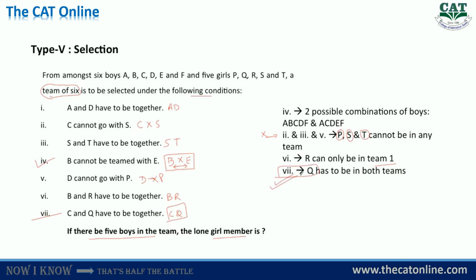So our correct answer would be that Q is the lone member who would be there in both the teams which are possible. Whether you select B or whether you select E, Q has to be there. So our team would be A, C, D, F, Q. These are the 5 members, and the 6th member could be either B or E according to this question. As per given conditions, there would be a new question and another condition would be given in the question, according to which you need to select the possible team.